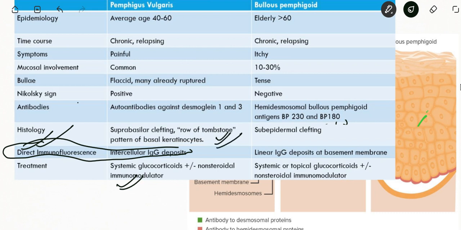What is the treatment? It is a systemic disease. Therefore, treatment would primarily consist of systemic corticosteroids. Usually prednisolone is given, or we can give immunosuppressive drugs or azithromycin.